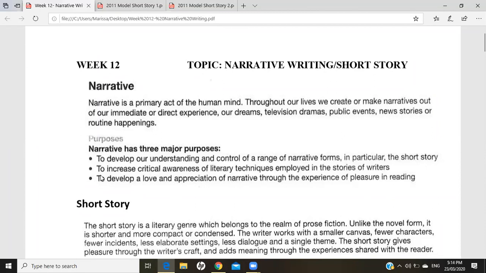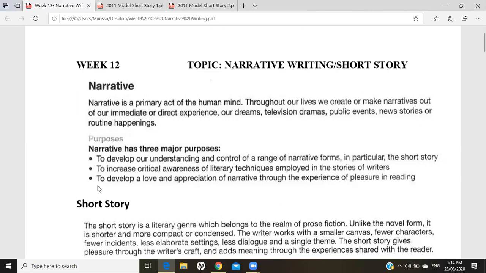So the next purpose of the narrative is to increase critical awareness of literary techniques. So remember when we did poetry, we were exposed to different literary devices. And then when I gave you the poetry handout, we were exposed to different techniques like imagery, the different types of imagery. So in a narrative or a short story, I must see you exercising some literary techniques. So maybe in a story, one of your descriptions could be in the form of a simile or a metaphor, a hyperbole, a personification. And even visual imagery, so you would describe what you're seeing, auditory imagery, what you're hearing. So I must see some literary techniques being employed in your stories.